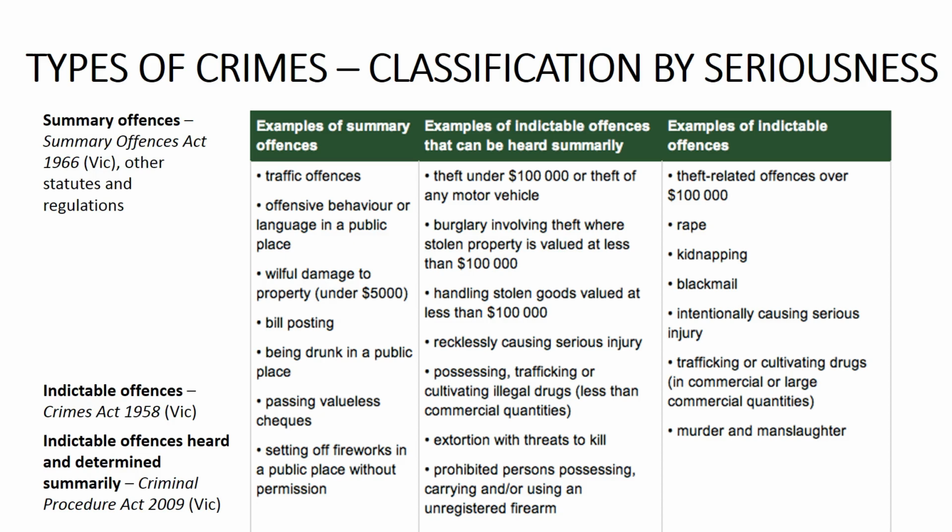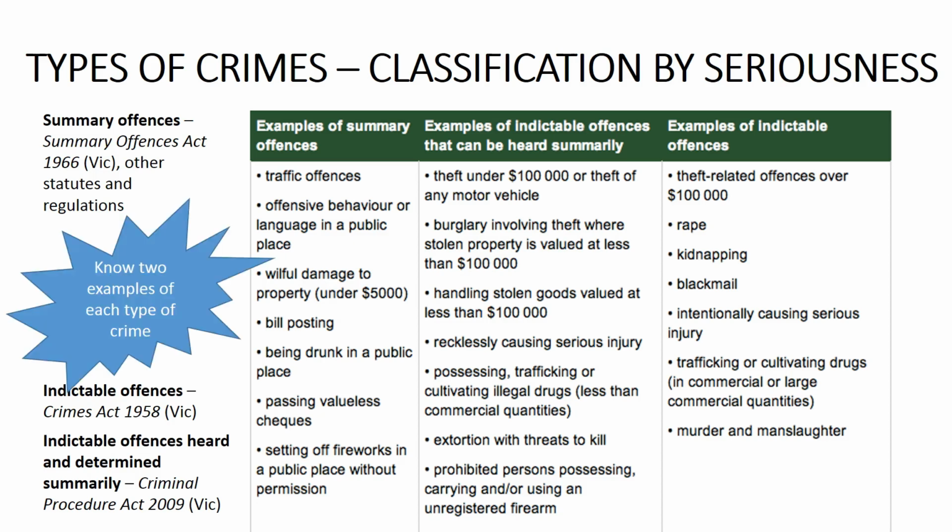You can see that examples of summary offences include traffic offences such as speeding and being drunk in a public place. Examples of indictable offences include the very obvious serious crimes such as rape and murder, and examples of indictable offences heard and determined summarily include theft of under $100,000 and theft of a motor vehicle.